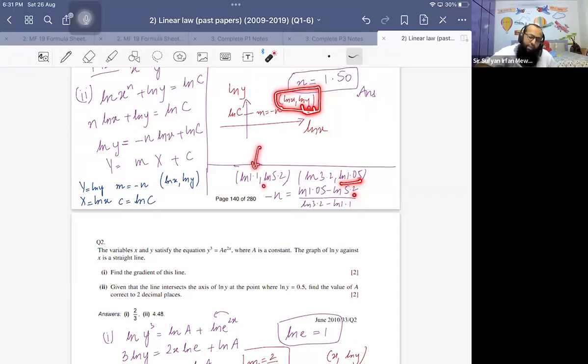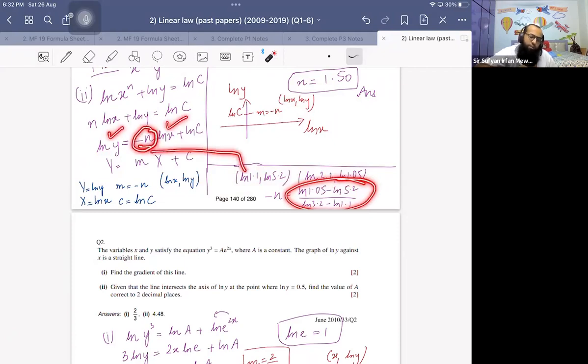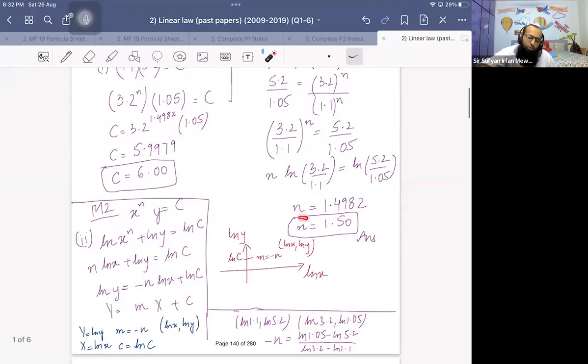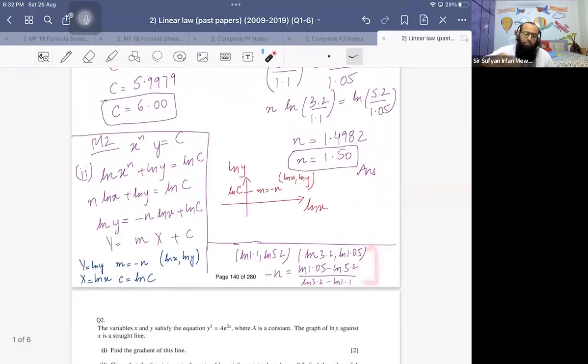So by substituting x and y twice, the two pairs, we have got the two coordinates in terms of ln x and ln y. Now we can subtract ln 1.05 minus ln 5.2 divided by ln 3.2 minus ln 1.1. So we'll find the gradient, and we know that if the graph of ln y against ln x is plotted, the gradient will be negative n. So now when we have found the gradient, we'll equate it to negative n, and then we'll get the value of n. So see, at the top, the value of n was found in a different way. However, this was another way of finding the value of n.